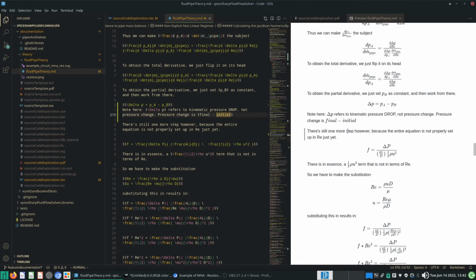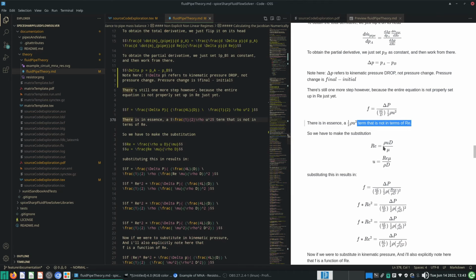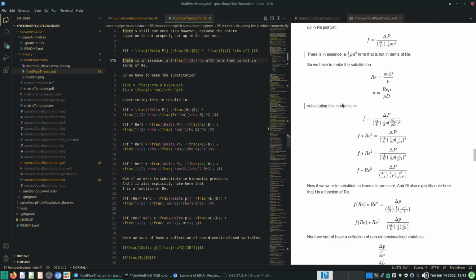Right, so there's one more step. This step is the non-dimensionalization step, because the whole equation is not properly set in Reynolds number just yet. So I want to substitute this half rho u square term in terms of Reynolds number. I have the Reynolds number definition, and I make u the subject to substitute half rho u square out. So it becomes Reynolds number times mu over rho d. I bring the mu up, the rho d down. Substitute the result in, so the u square becomes Reynolds number mu over rho d, whole thing squared.